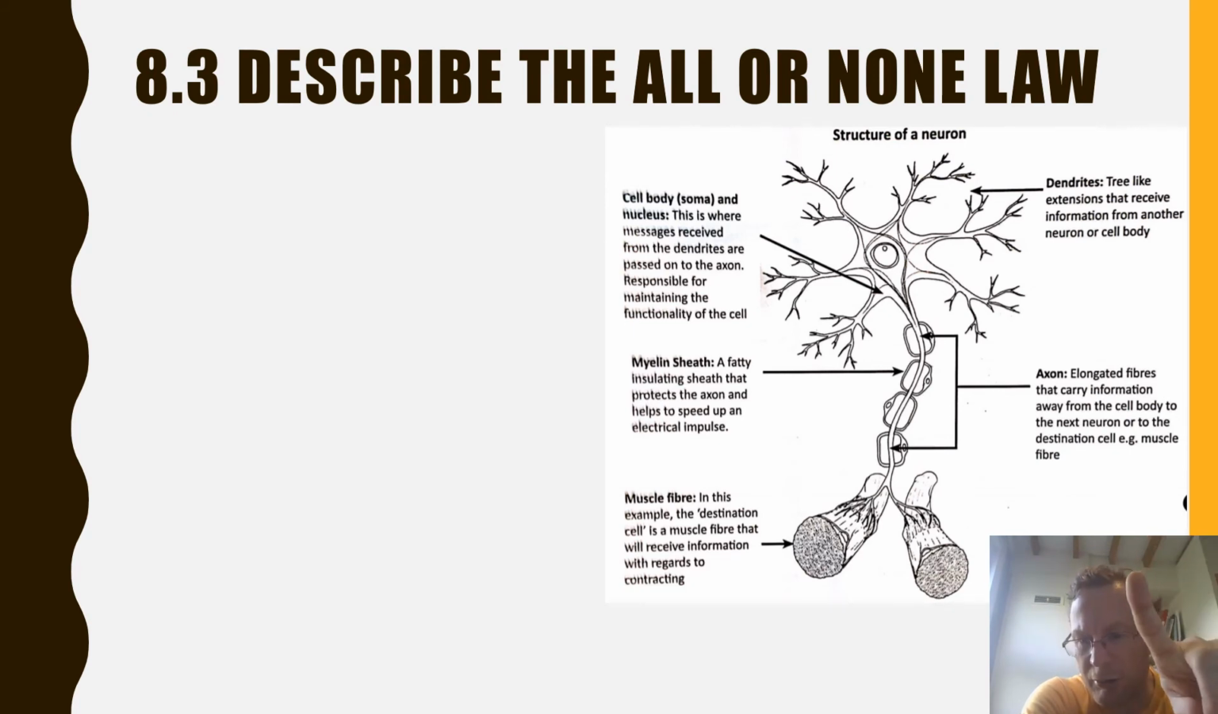You can see on there we've got a neuron, a nerve, and at the top, can you see those little tree-like bits? They're called dendrites. It says dendrites, tree-like extensions that receive information from another neuron or cell body. So in the previous picture, you could see that those dendrites will receive information from within that spinal cord. That's their connection.